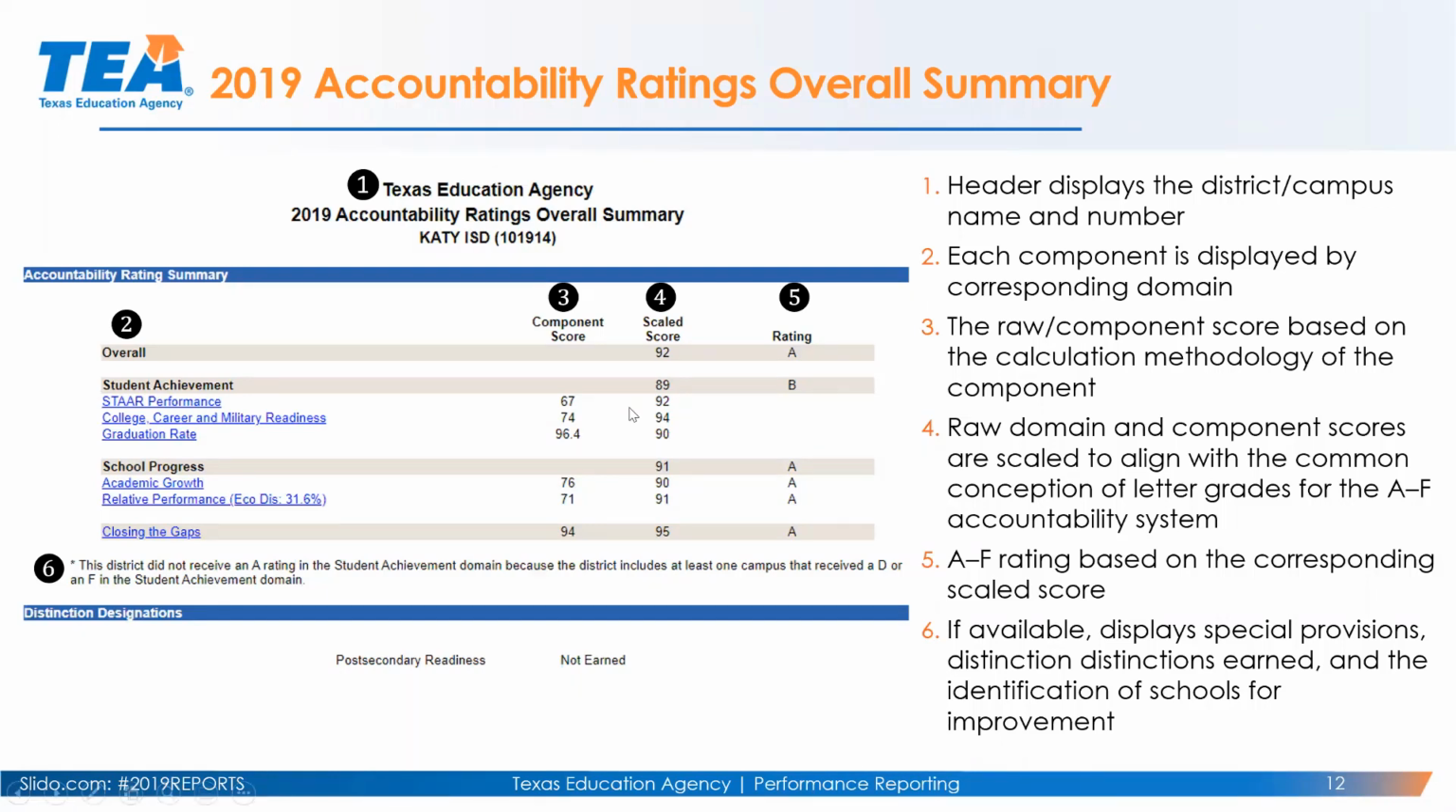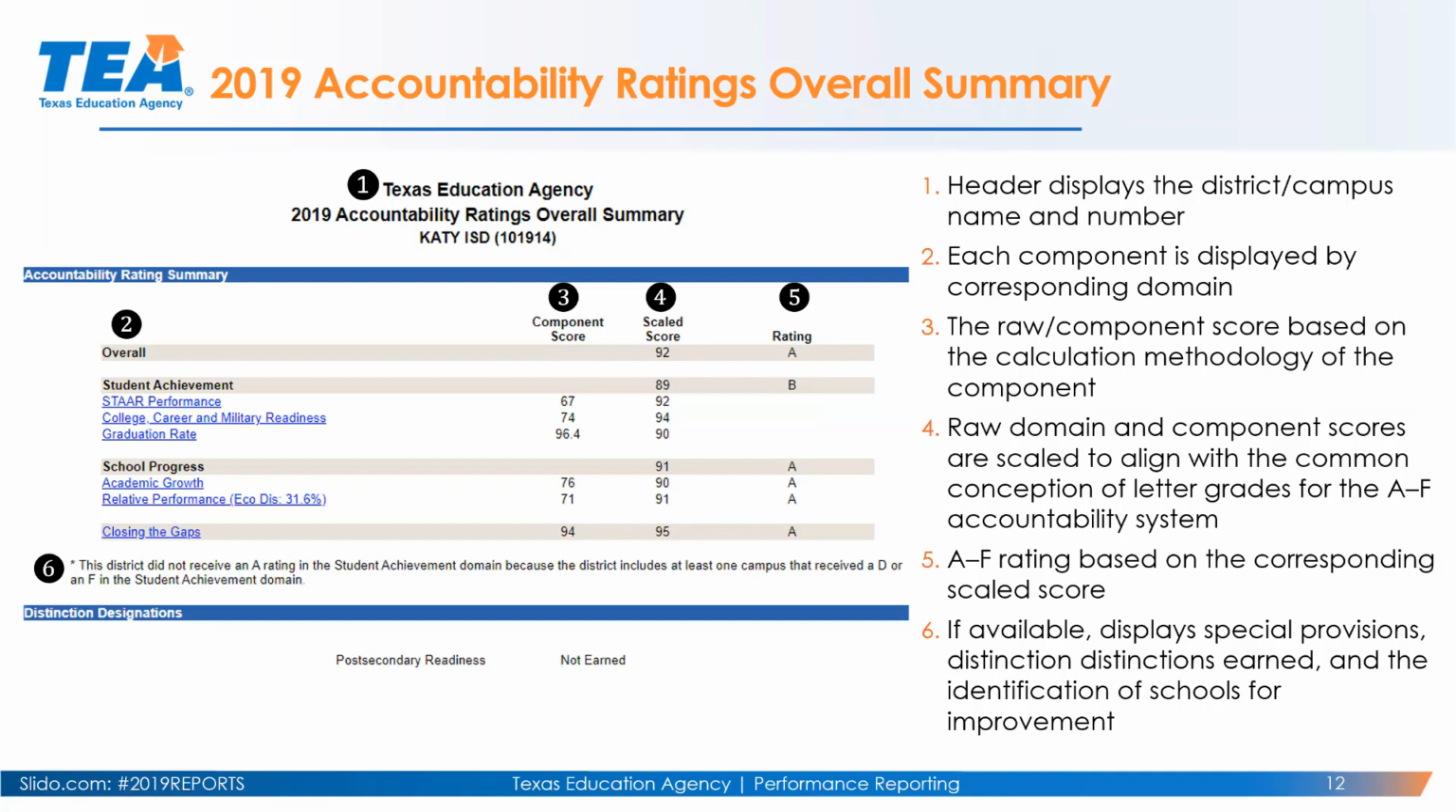This comes from the student achievement domain. This grade is based off of the 3 components: STAAR, CCMR, and the graduation rate. Those results are listed under my component score, which was then scaled. From there, those results are weighted to get an 89 or a B for the student achievement domain.